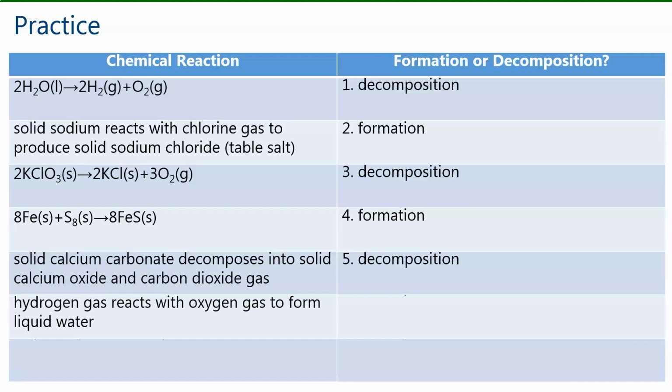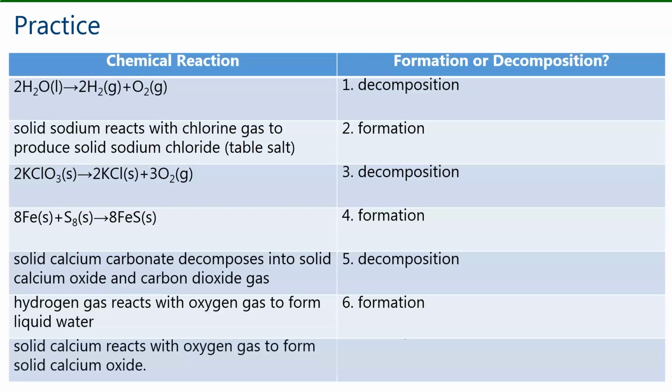Our next description says hydrogen gas reacts with oxygen gas to form liquid water. What type of equation? This is formation because we have an element plus an element forming a compound. And our last example, it says solid calcium reacts with oxygen gas to form solid calcium oxide. This is also formation because we have an element, calcium, reacting with another element, oxygen, to produce a compound, calcium oxide.